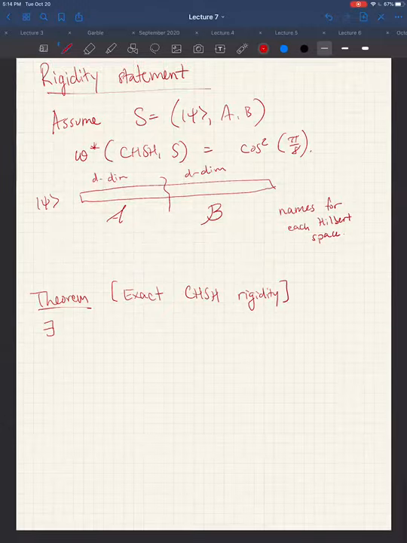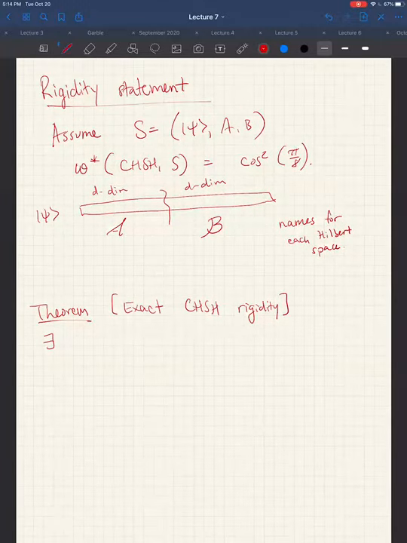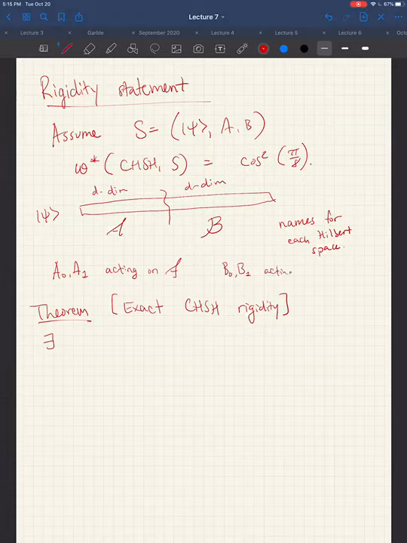Right. I'm going to try my best to write the scripts in the correct curly font. So we view the observables A0, A1 as acting on Hilbert space script A, and then B0, B1 as acting on space script B. I'm going to use these register names to just keep track of when different operators are acting on which sides. Okay, so back to the theorem.